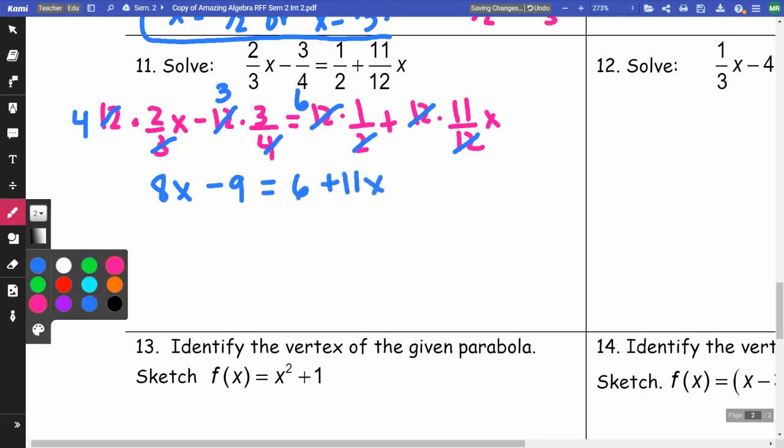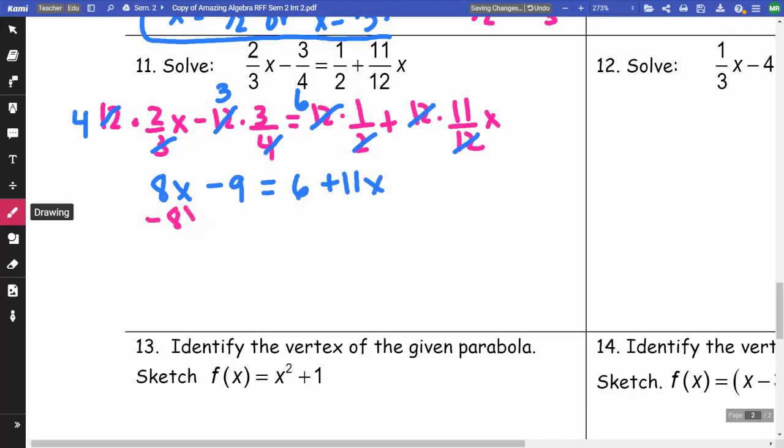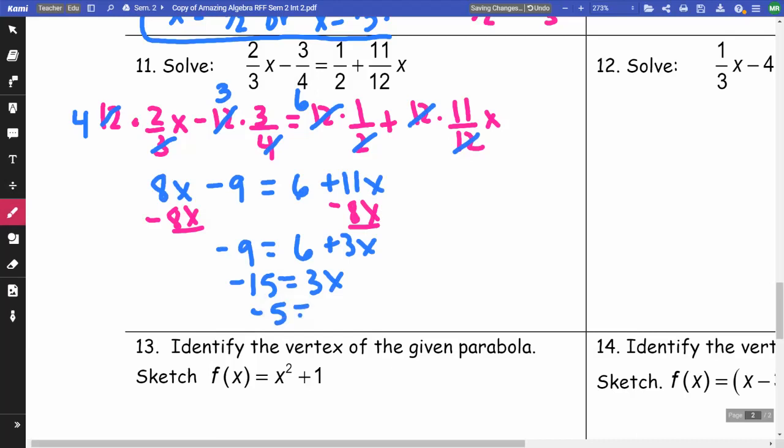this. I am going to minus 8x from both sides. So I'm going to get -9 is equal to 6 plus 3x. I'm going to minus 6. So I get -15 is equal to 3x. So when I divide by 3, I get x is equal to -5.